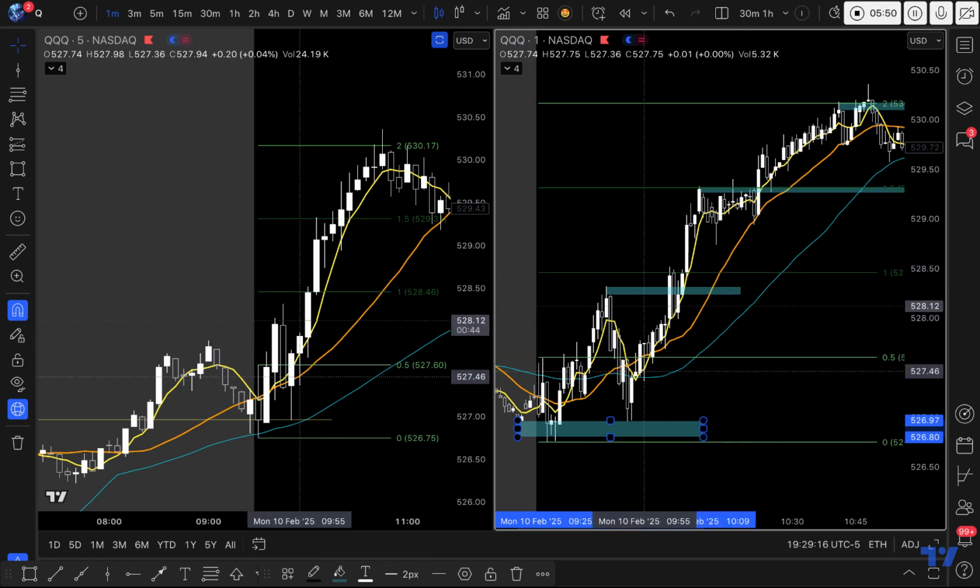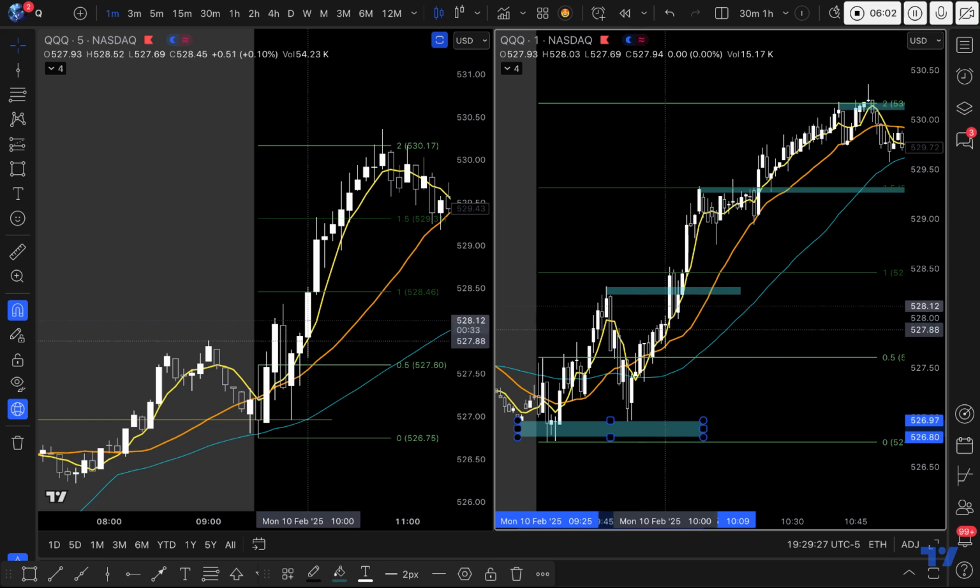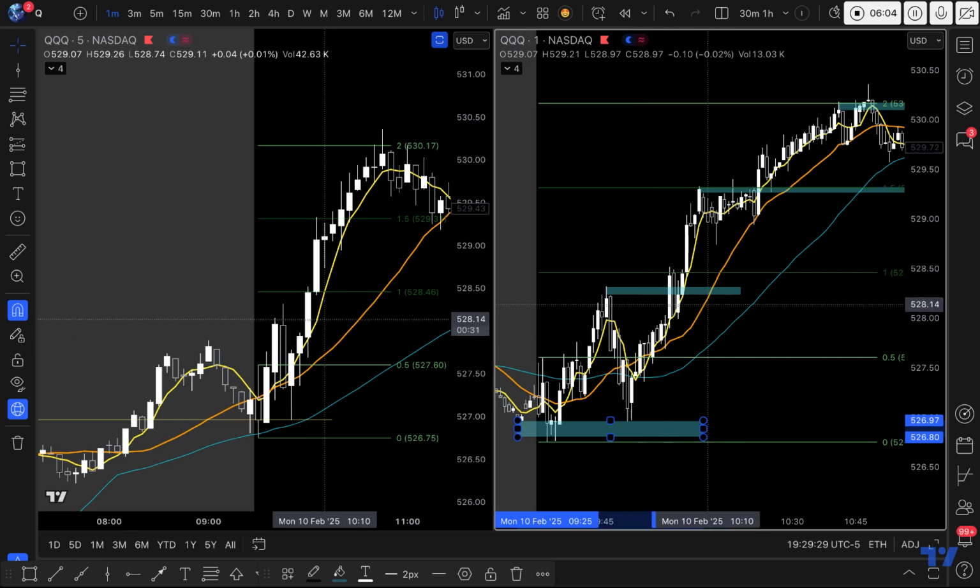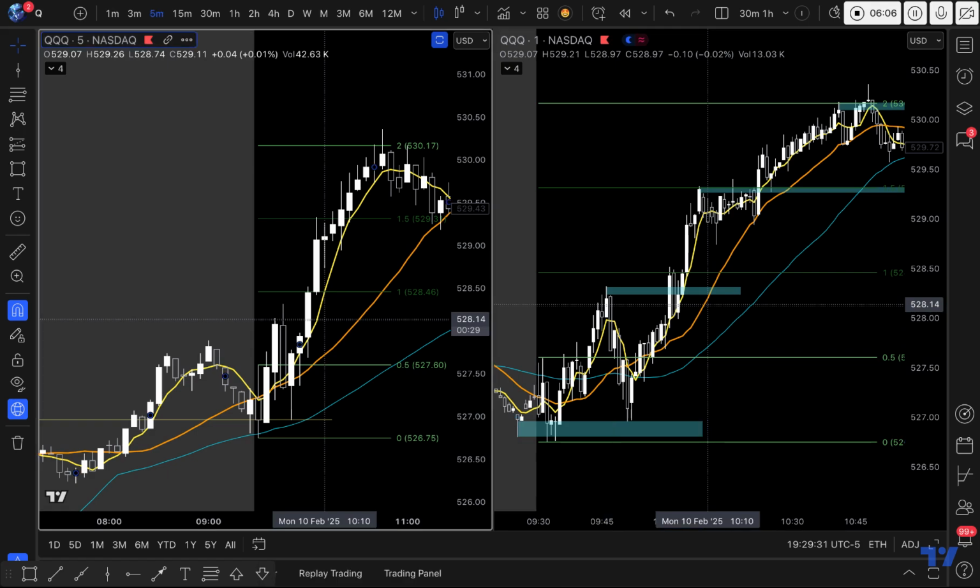So you're less likely to feel anxious whenever a wick like this happens after the 5 minutes, and then this wick happens, you might feel a little paranoid. So that's why I want to show you the example on the 5 minutes, not on the 1 minute.